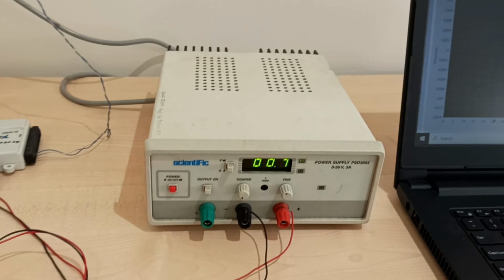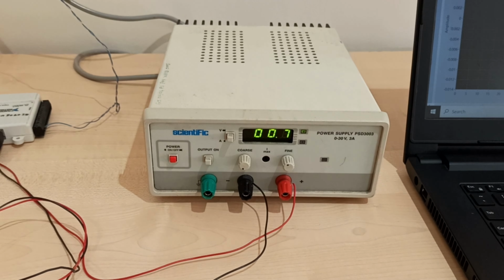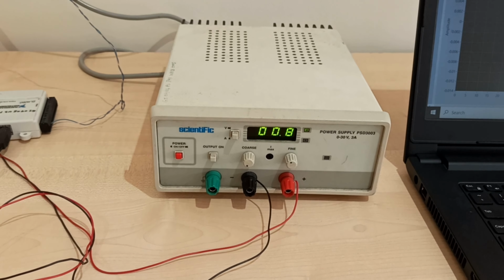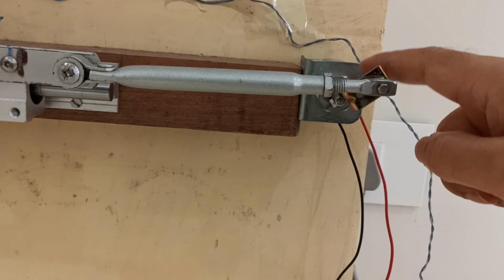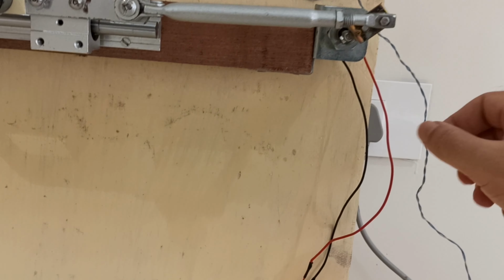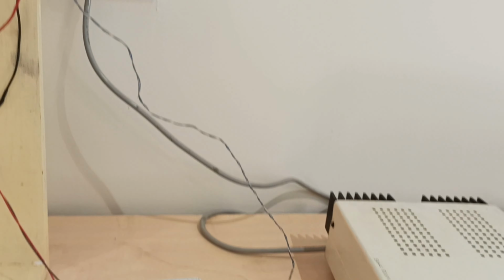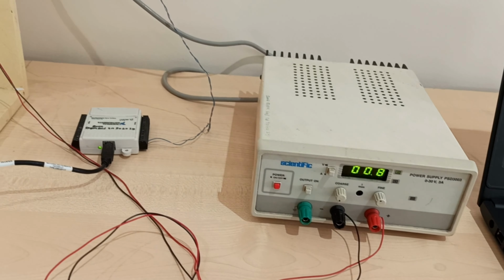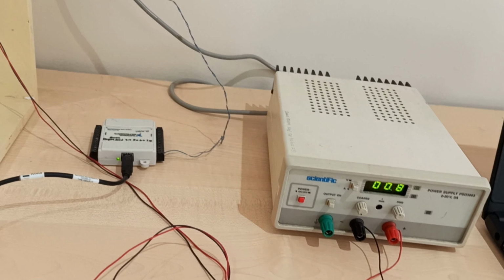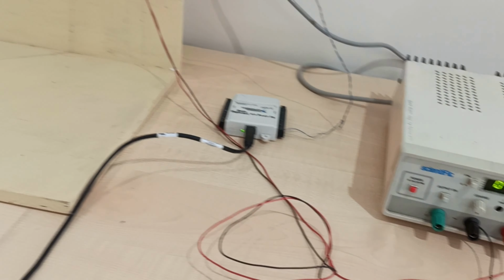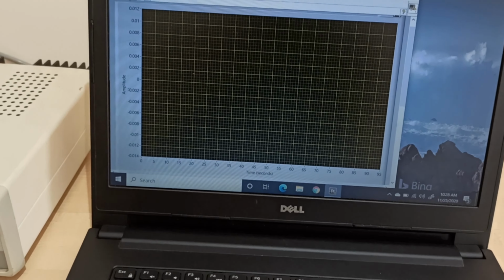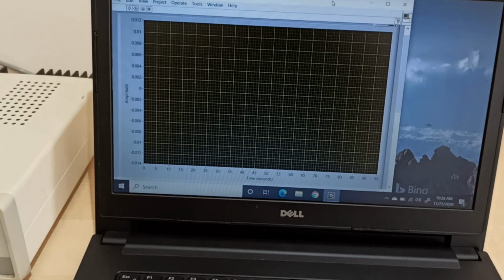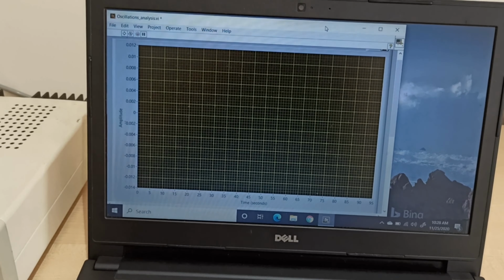And also we have one power supply which is going to run the driver motor. So this black and red are connected to this power supply, and that is going to drive the motor. And of course this data acquisition card is connected to the computer, which will show us the displacement with time. So this is our arrangement.